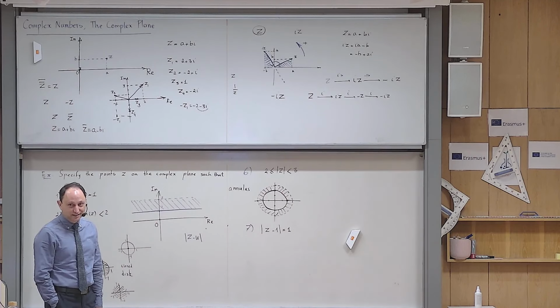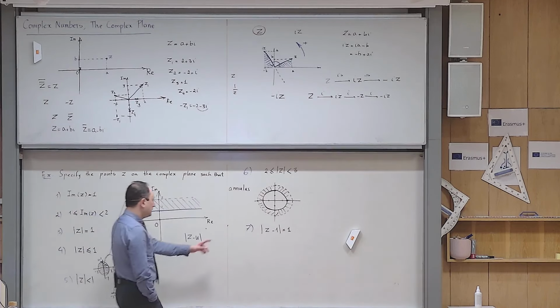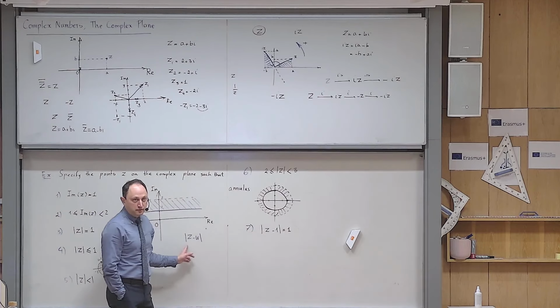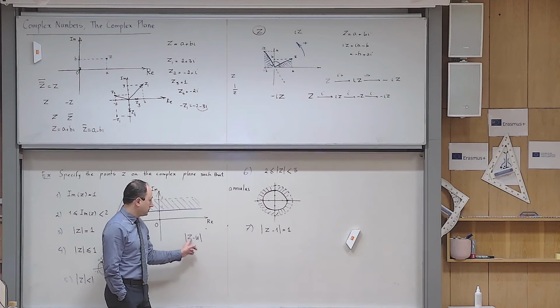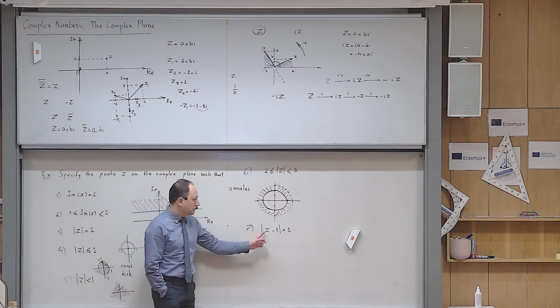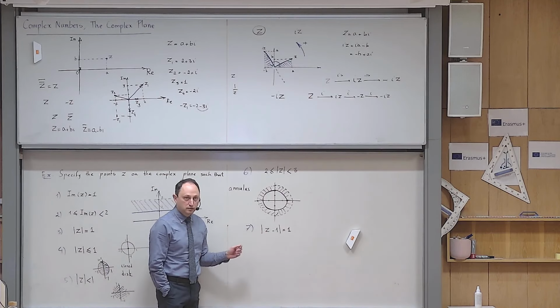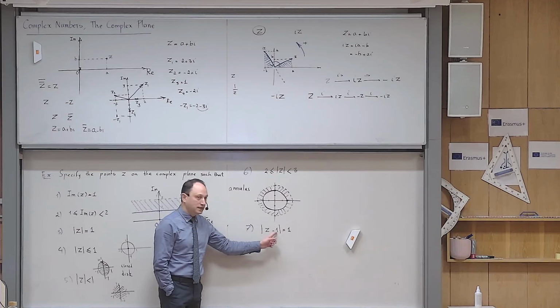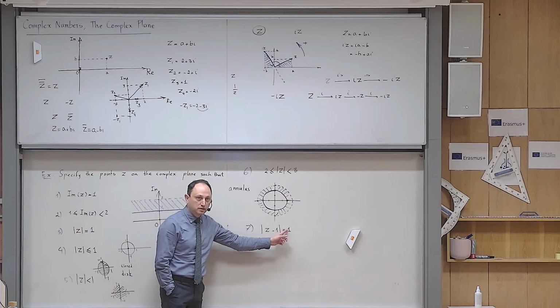Center, oh, it's -1. No, center should be 1 and 0. Why is that? No, I want you to understand it from this perspective. What is the geometrical interpretation of absolute value of z minus w? The distance between z and w. So this means the distance between z and 1. The distance between z and 1 is supposed to be 1.